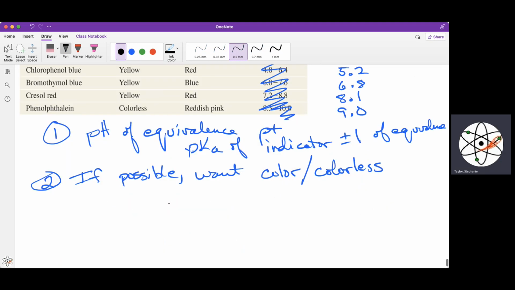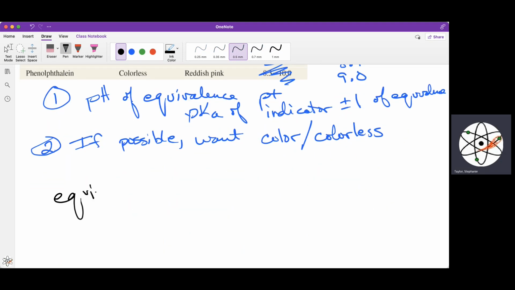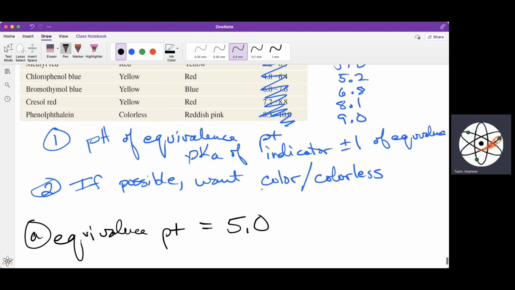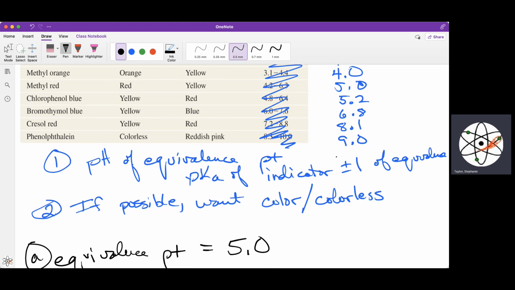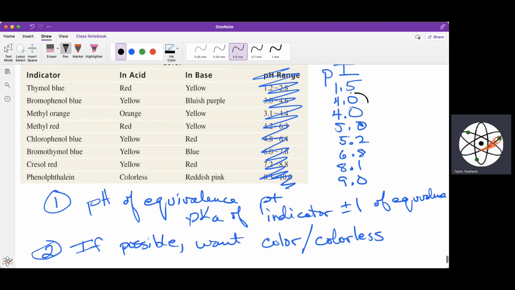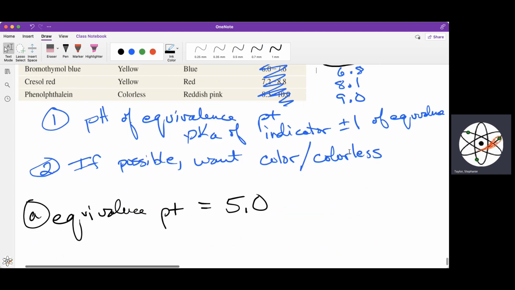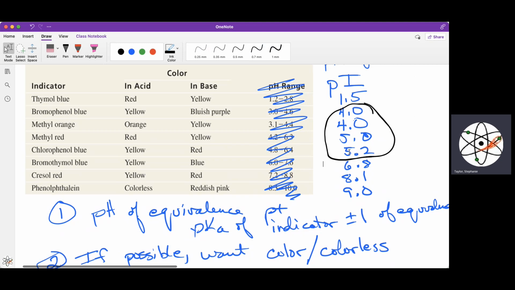In one of them, I'm going to say that my equivalence point is 5. So this is going to be A. We're going to do this one first. If I have an equivalence point of 5, then I want something that's plus or minus 1 around 5. So I've got kind of like this range in here. Any of these 4 would technically work. Since the pH of my equivalence point is 5, and I actually have an indicator whose pKa is 5, this is going to be the best one.